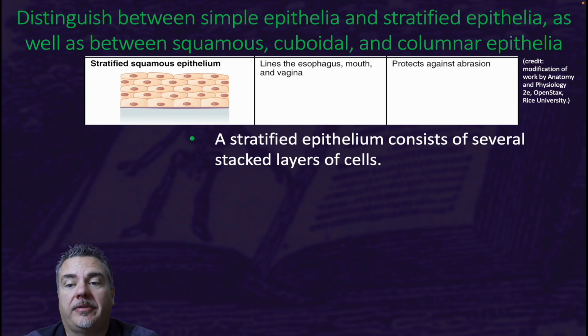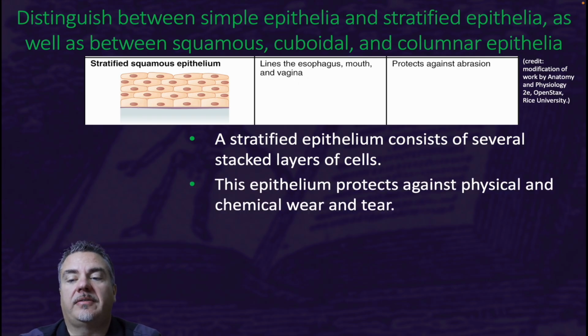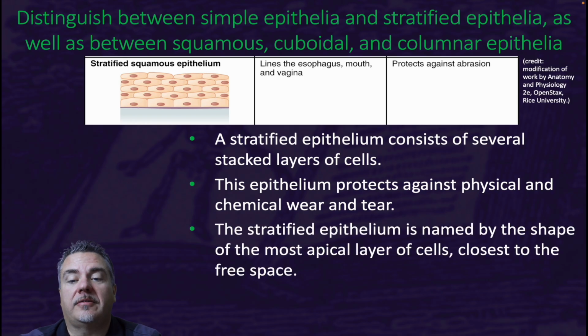A stratified epithelium consists of several stacked layers of cells. This epithelium protects against physical and chemical wear and tear. The stratified epithelium is named by the shape of the most apical layer of cells closest to the free space.